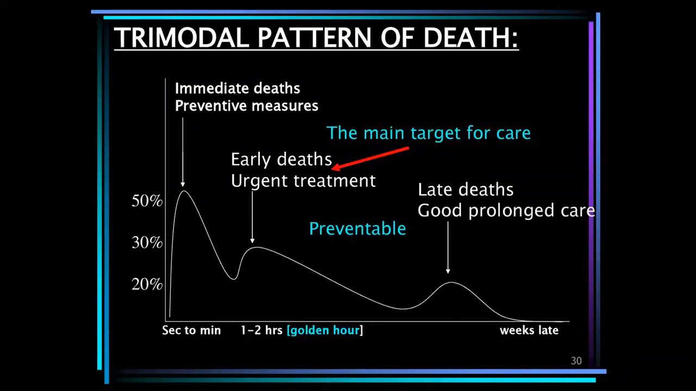However, early death and late death, which comprise around 30-20% of patients, are completely preventable. And henceforth, if we can target care on the early deaths as well as late deaths, the patients can have a good survival as well as a good life.